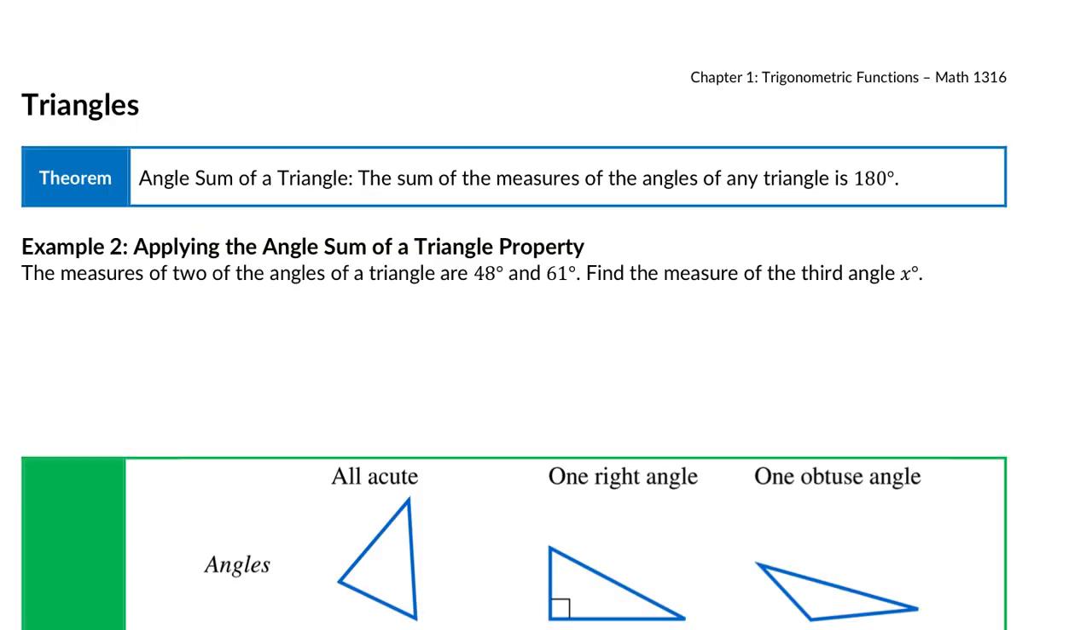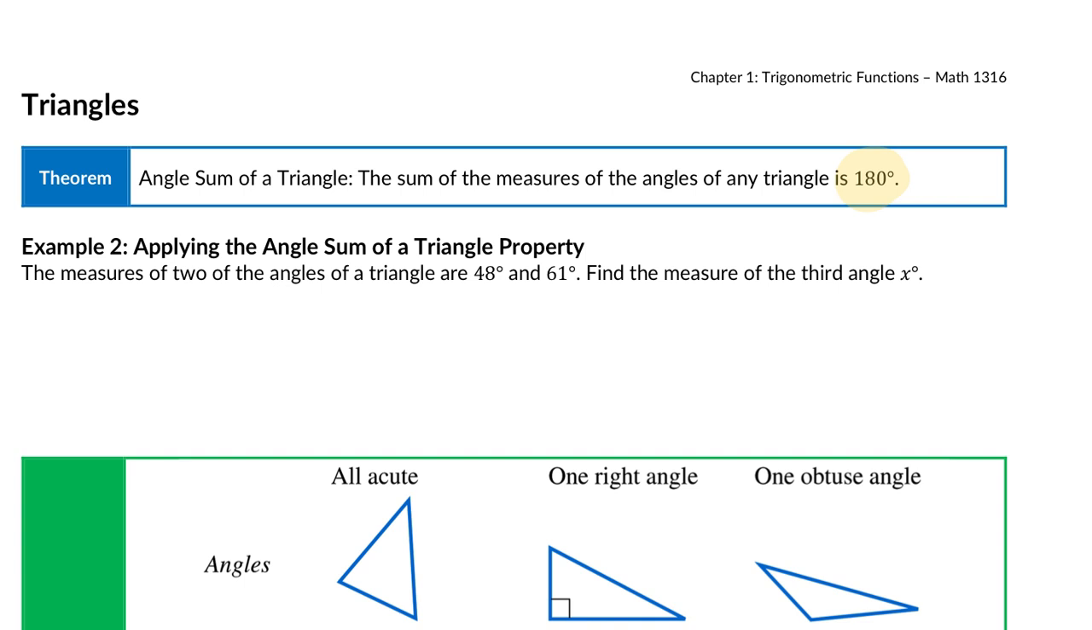So some more vocabulary and geometrical ideas that we need to remember. Triangles, they add up to how many degrees? 180. We need to know that. That is a fact that we need to know. It's called the angle sum of a triangle theorem.